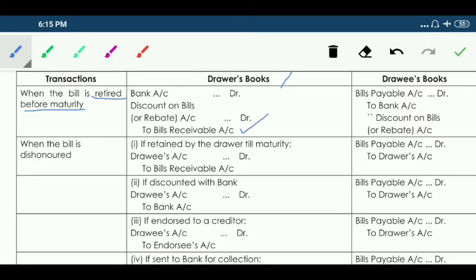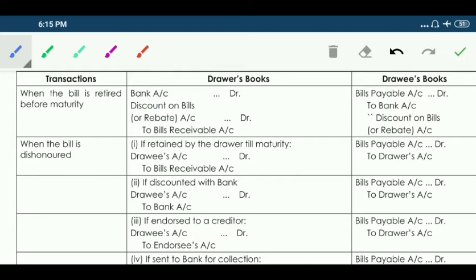When the bill is retired before maturity. For example, if a bill is drawn for 3 months, the drawee paid the amount in 2.5 months, that means 15 days early. So now the entry in the drawer's books is: bank account debtor, discount on bills account debtor, popularly called rebate on bills account. So rebate account debtor to bills receivable account. So this is the entry.